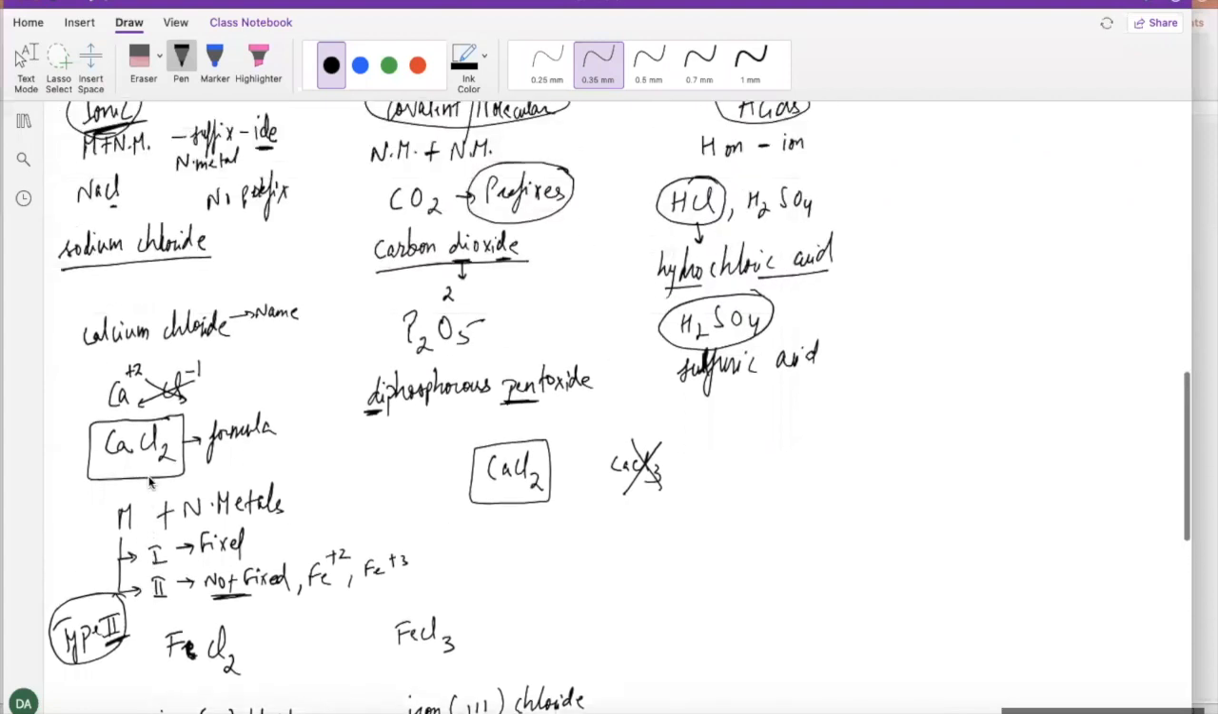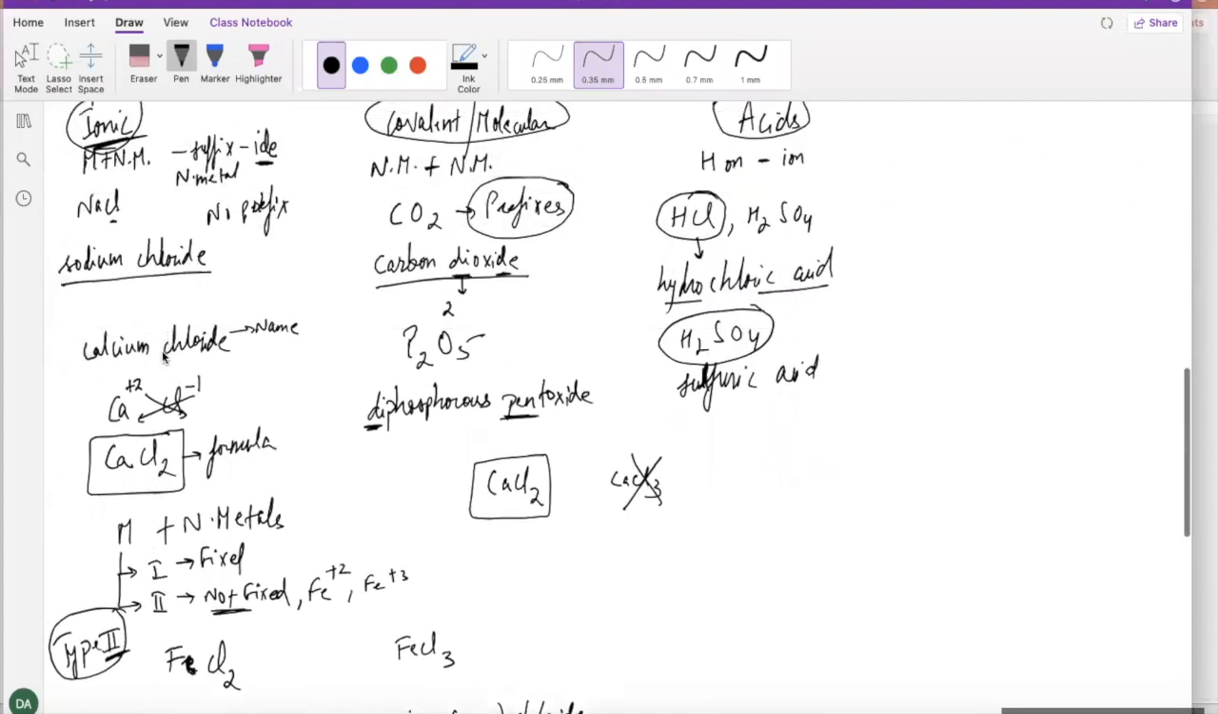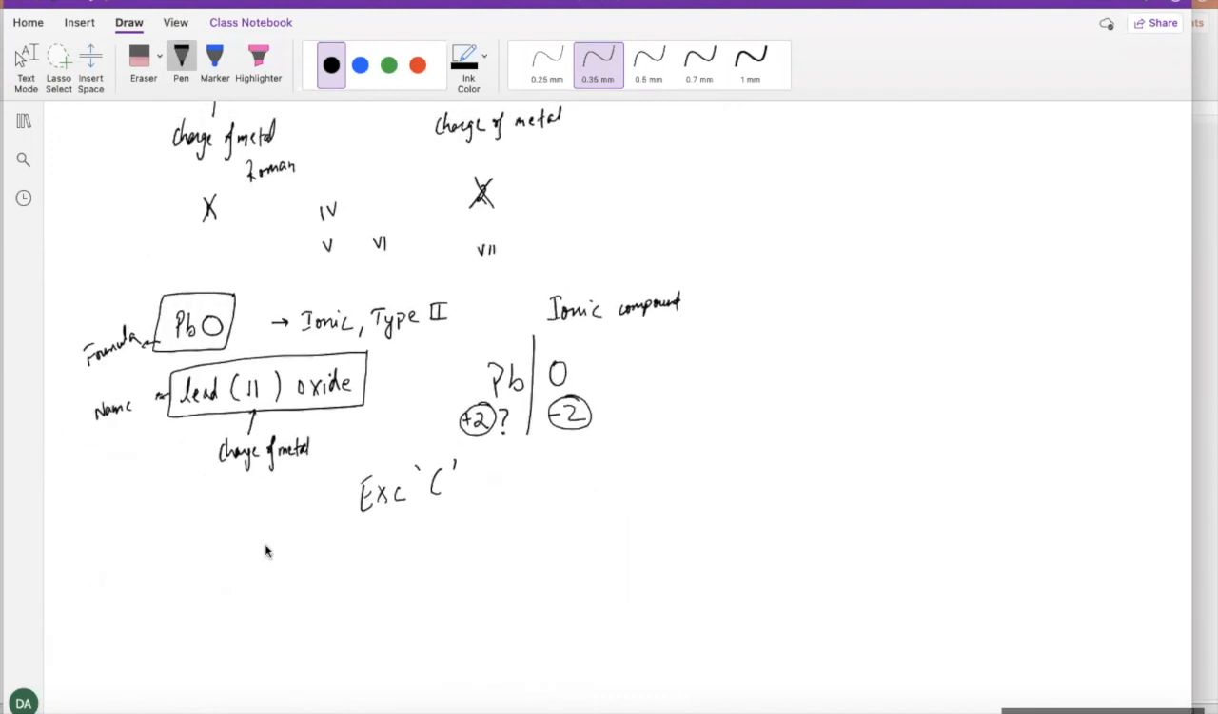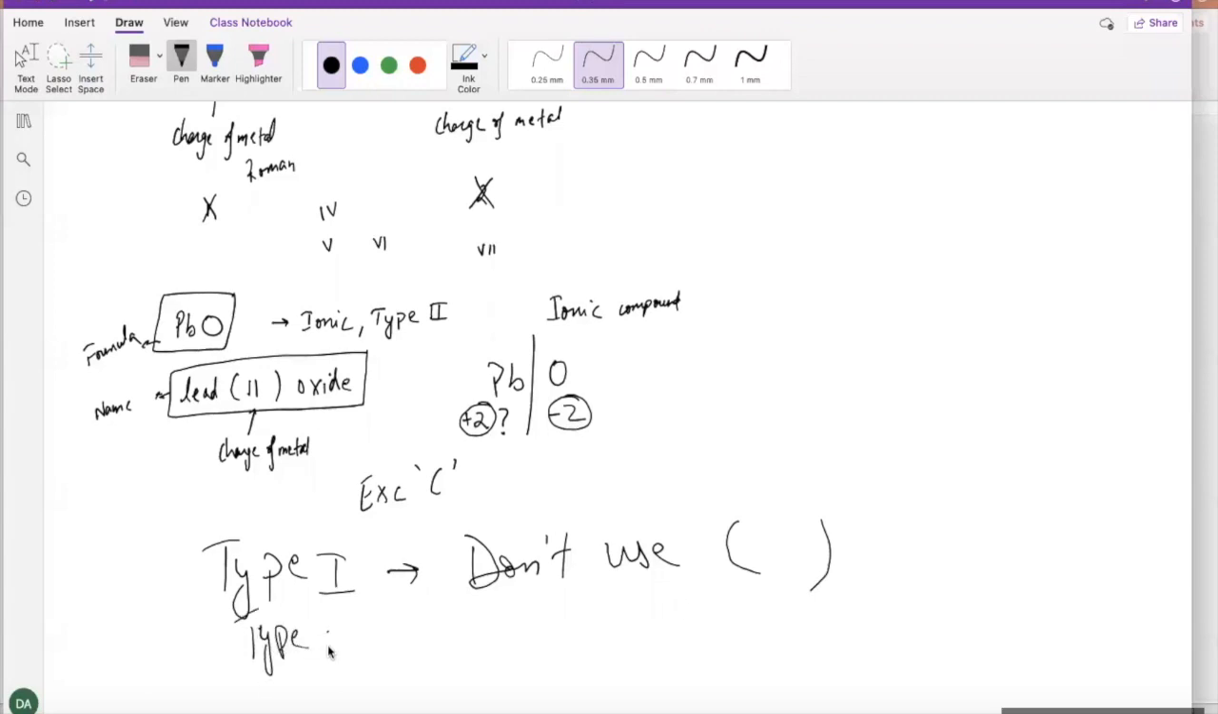When they are type 1, for example, you have calcium chloride, you just write the name as calcium chloride. When you have NaCl, its name is sodium chloride, not sodium parentheses chloride, not calcium parentheses chloride, because these were type 1. So guys, if I want to summarize that here, type 1 don't use parentheses, whereas for type 2, you use the parentheses for the metal.